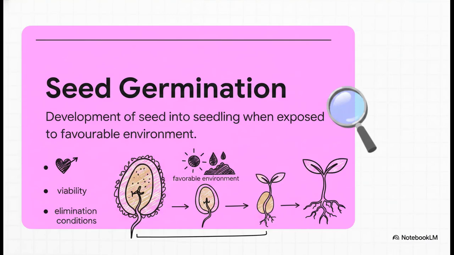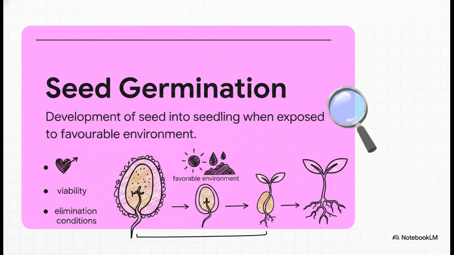Germination isn't just tossing some water on a seed and crossing your fingers. It's a highly complex physiological process. For a seed to actually transition from a dormant embryo to a thriving seedling, 3 main factors have to line up. The embryo must be viable, the environment needs to be favorable, and, this is key, any internal conditions preventing growth absolutely have to be eliminated.